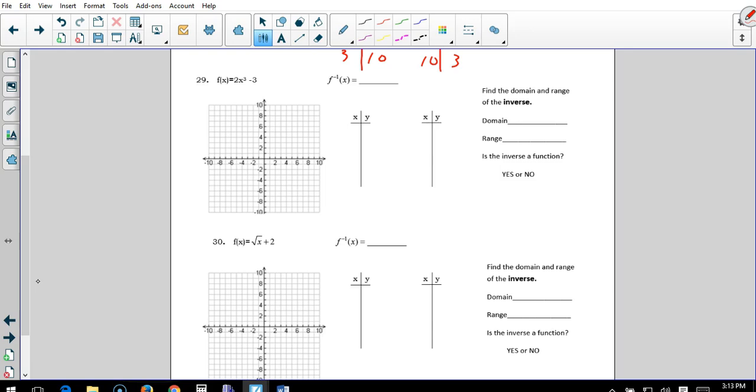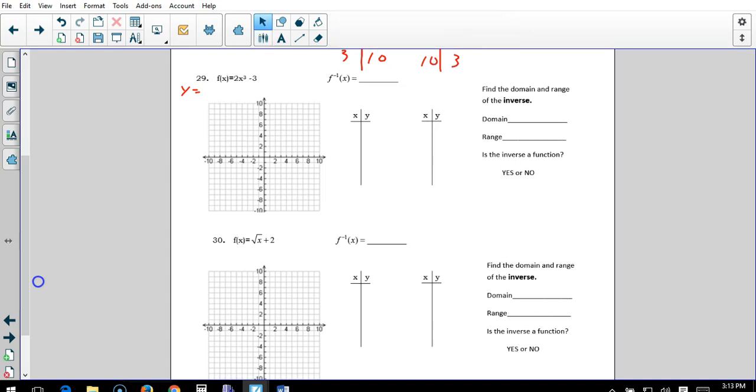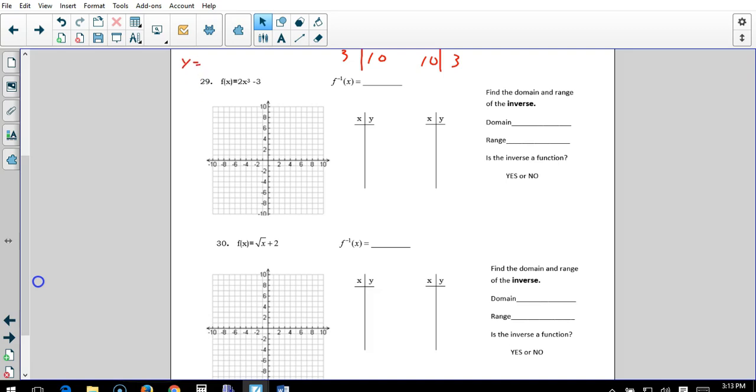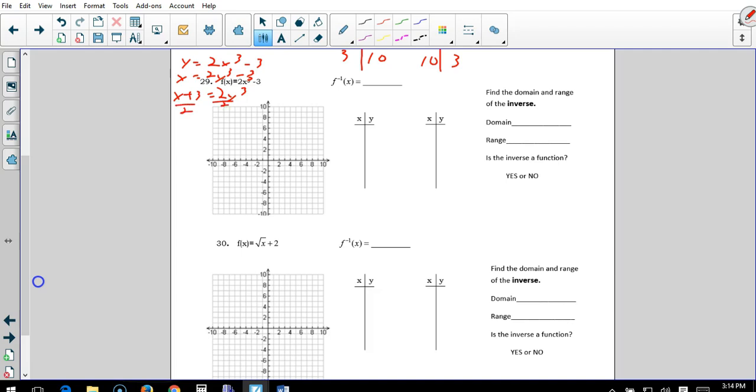2x cubed minus 3. Start up here, get some of it out of the way. Y equals 2x cubed minus 3. X equals 2y cubed minus 3. Add 3 to both sides. X plus 3 equals 2y cubed. Divide by 2. And you get x plus 3 over 2 equals y cubed. Then we take the cube root of both sides, which leaves us with the cube root of x plus 3 over 2.